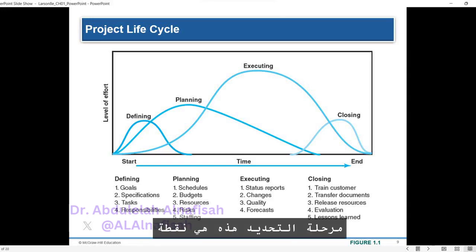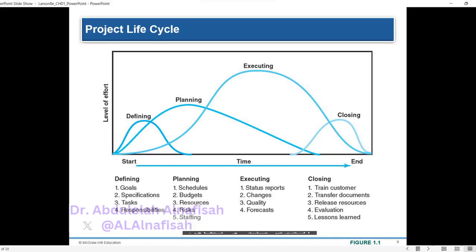1. Defining stage. This is the starting point of the project, initiated when it receives the go-ahead. During this stage, the project's specifications and objectives are defined, teams are formed, and major responsibilities are assigned. It sets the foundation for the project and clarifies its purpose and scope.